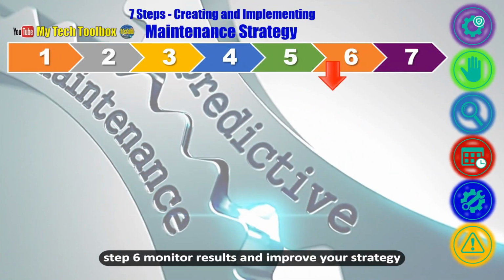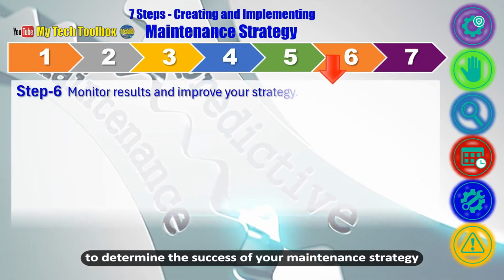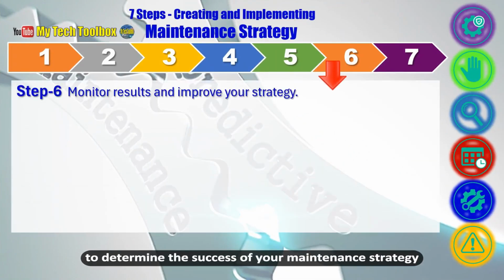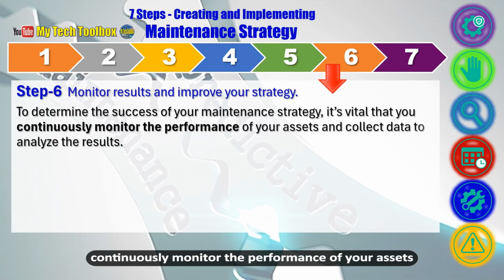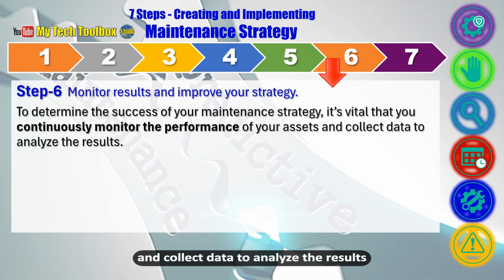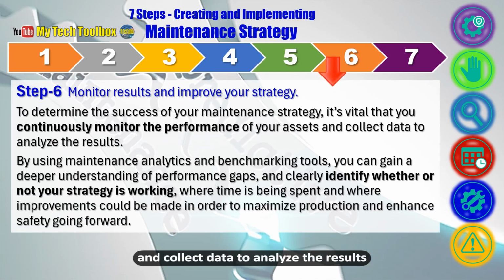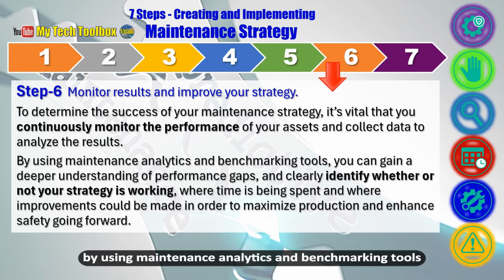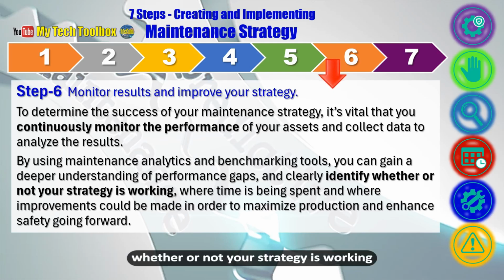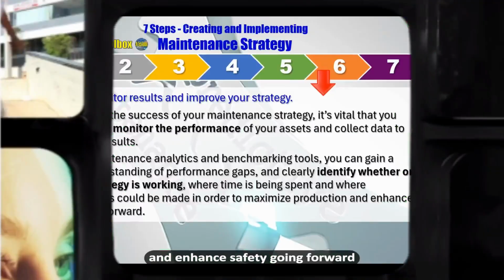Step 6. Monitor results and improve your strategy. To determine the success of your maintenance strategy, it's vital that you continuously monitor the performance of your assets and collect data to analyze the results. By using maintenance analytics and benchmarking tools, you can gain a deeper understanding of performance gaps and clearly identify whether or not your strategy is working, where time is being spent, and where improvements could be made in order to maximize production and enhance safety going forward.